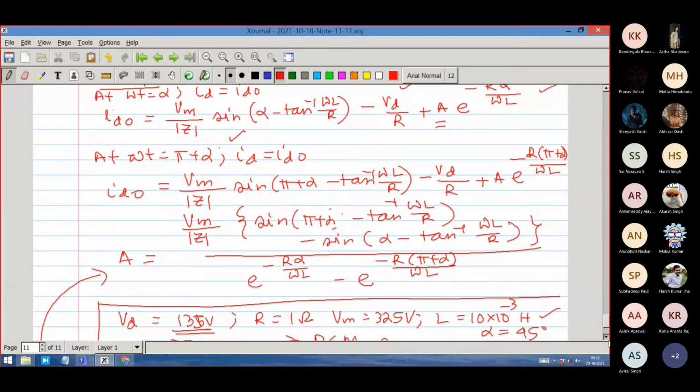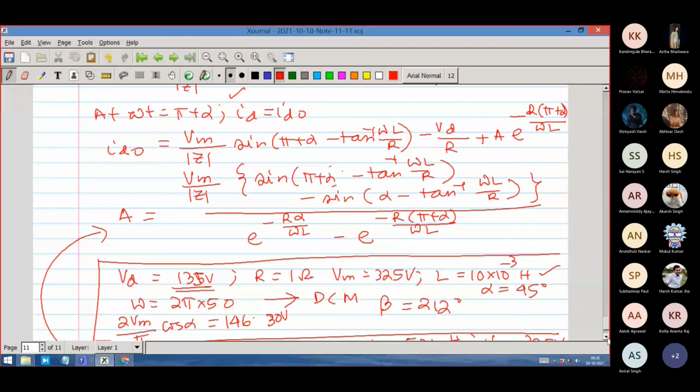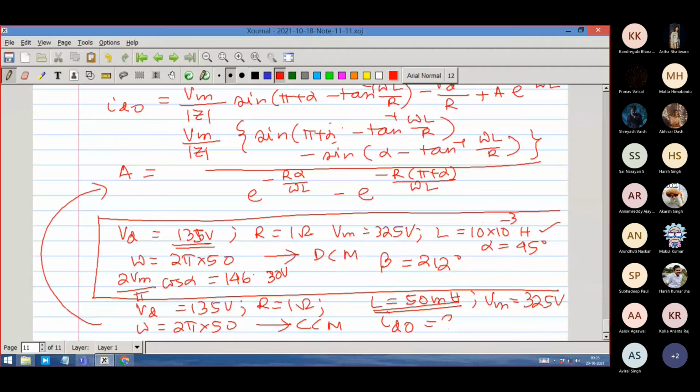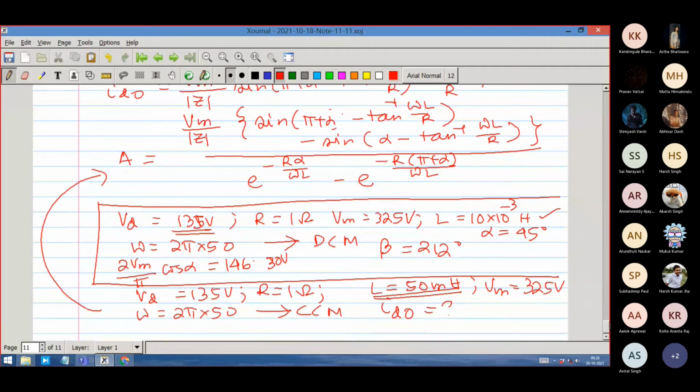No, say it again. I didn't get the question. Say it again. Yes, sir. By substituting L equal to 10 millihenry, we get a value of A, and then we get the current expression. And then how do we find if it is in DCM or not?